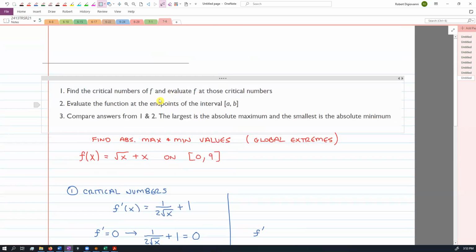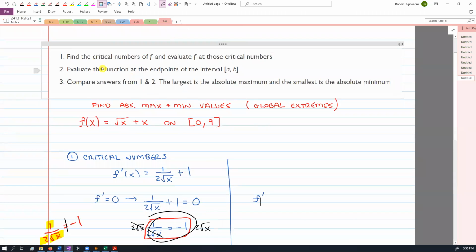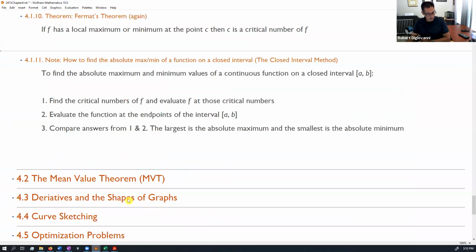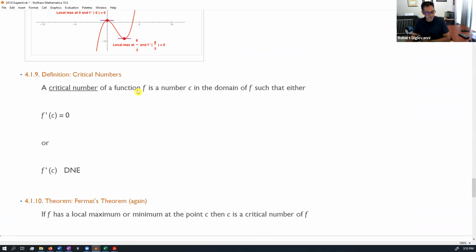We're finding the endpoints right now, aren't we? Or no? Nope, we're finding the critical numbers. The critical numbers of a function are numbers c in the domain such that either the derivative is 0 or the derivative doesn't exist. Gabriella got us through this part.